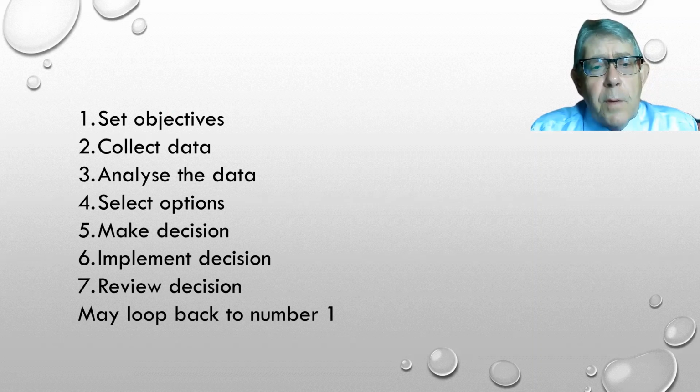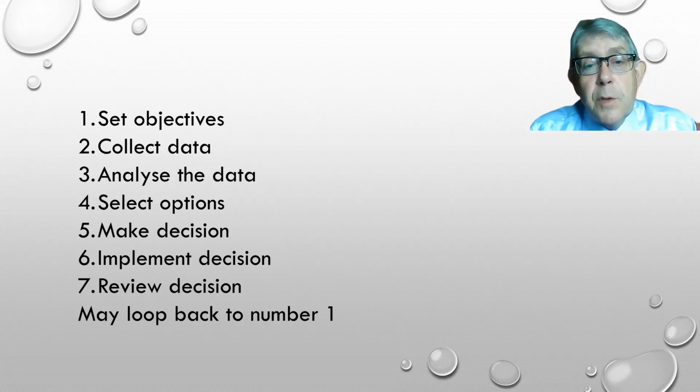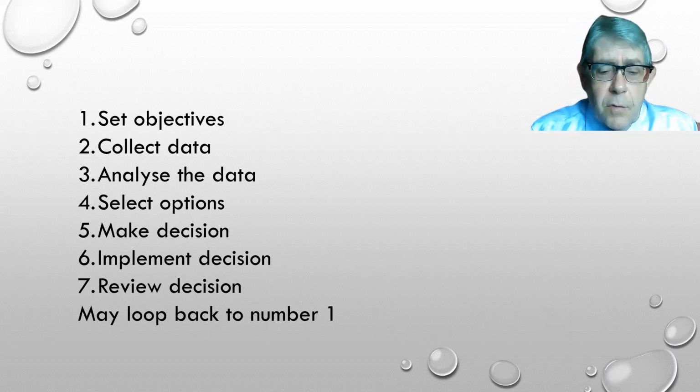Now, if you're in the 6th form at the moment, this is the process that you will go through in choosing your university. So you decide which university you want to go to, then you collect all the information, you analyse it, you select your 5 or 6 options, then you make the decision. You implement the decision, hopefully you get to your chosen university, but then also during the first year, you would review that decision, making certain that you've actually made the correct choice.